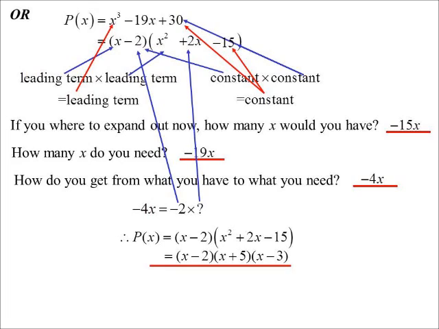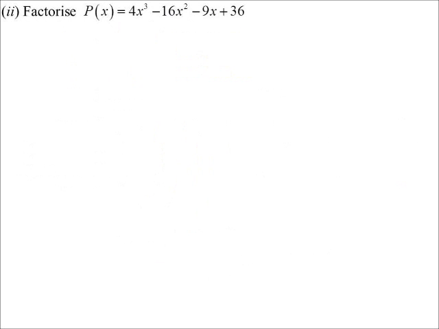Very good. 5 and minus 3. We were close. Let's try another one. Here's 4x cubed minus 16x squared minus 9x plus 36. Problem is this time they haven't given me a hint as to one of the factors.